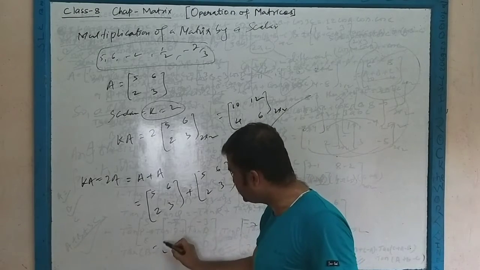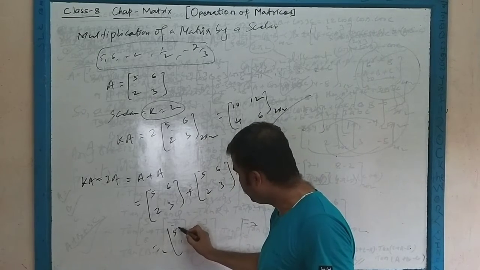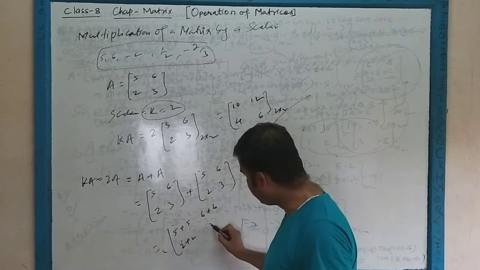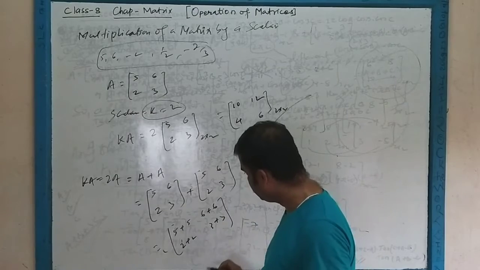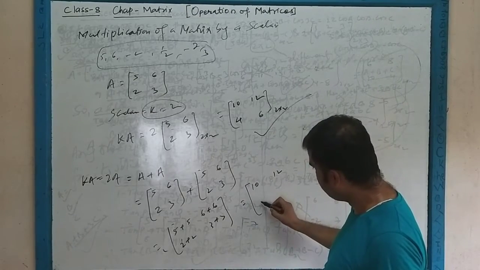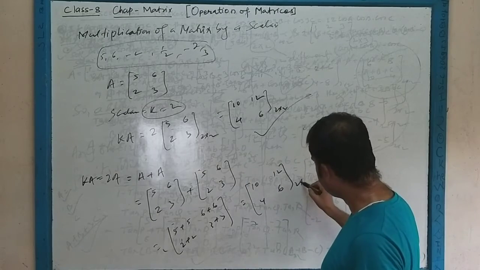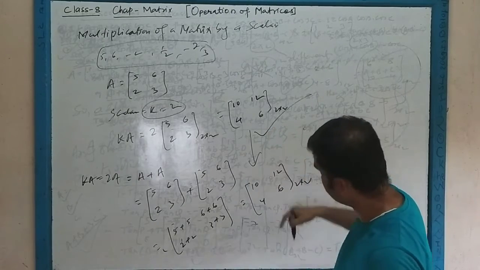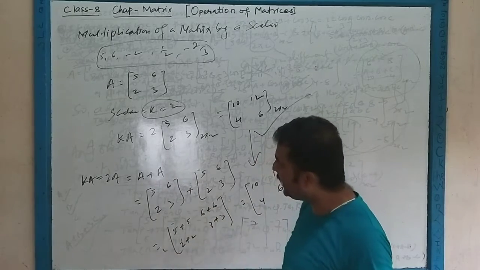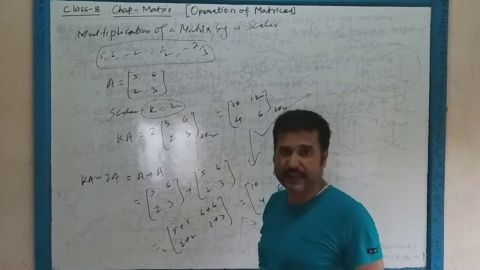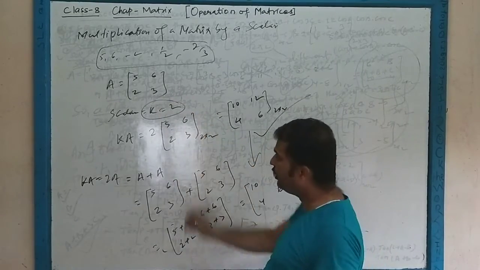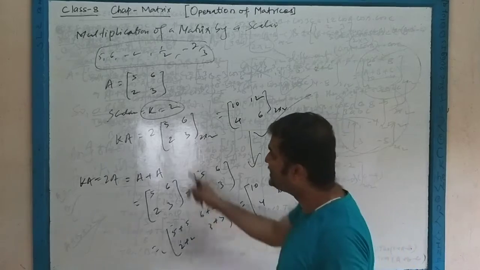Let's add and let us see what will happen. 5 plus 5, 6 plus 6, 2 plus 2 and 3 plus 3 is equals to, finally we have 10, 12, and this is 4 and this is 6, 2 by 2. Same result we have here, same result. So from this we have proved that if you multiply any matrix by a scalar, its all elements or its all components or whatever is your all objects will be multiplied by the same scalar.